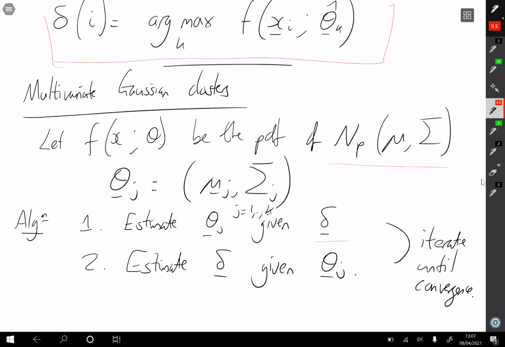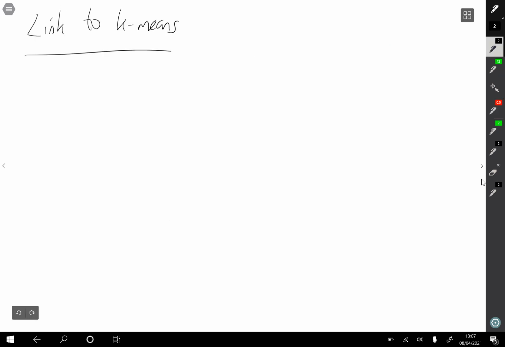Okay, and we can do this formally. We can make sense of this algorithm formally. It's called the expectation maximization algorithm, the EM algorithm. But as I say, it's a bit beyond the scope here of what we're doing. I just want to briefly pull out the link between this model-based clustering with Gaussian clusters and k-means clustering.